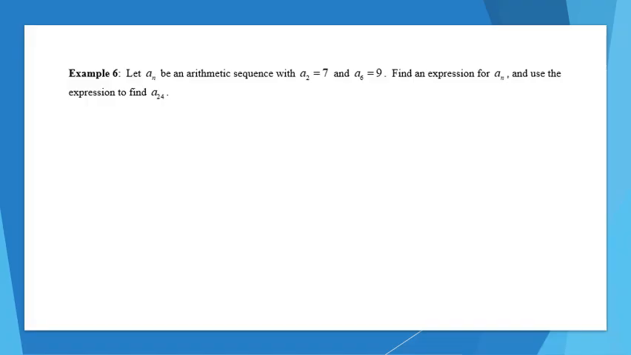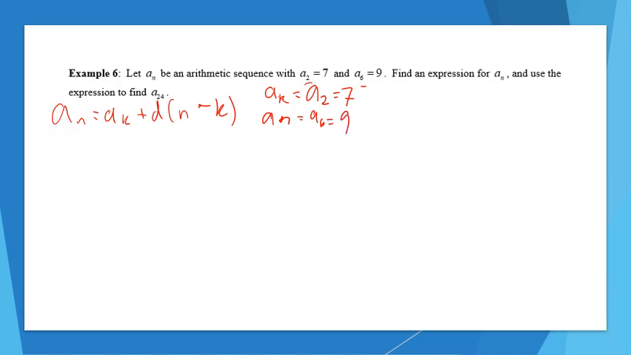All right, for example 6, you will need to first find your common difference because we are given two terms. So let's do that now. So a of n equals a of k plus d times n minus k. Here, we're going to set a of k equal to our earlier term. So we have our second and our sixth. We're going to set it as our second term. And then a of n is going to be a of 6, our later term, which is 9.